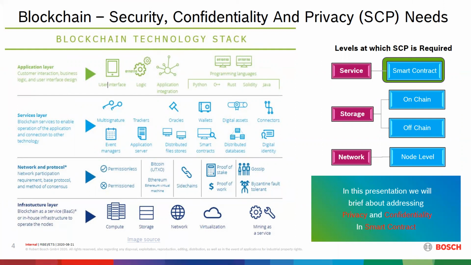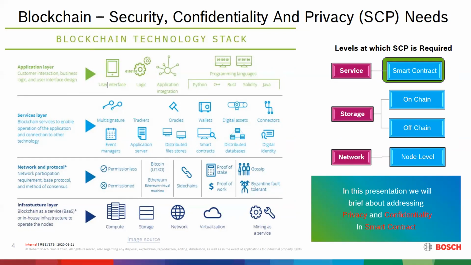Let's go a little deeper into the blockchain technology stack. From the bottom layer, we have the infrastructure layer. The infrastructure layer consists of infrastructure to operate the nodes in the blockchain network, like storage, network, virtualization, etc. The next layer is the network and protocol layer. It consists of network participation requirements, base protocols like Bitcoin and Ethereum, and methods for consensus, which include proof of stake, proof of work, CFT protocol, Byzantine fault tolerance, etc.